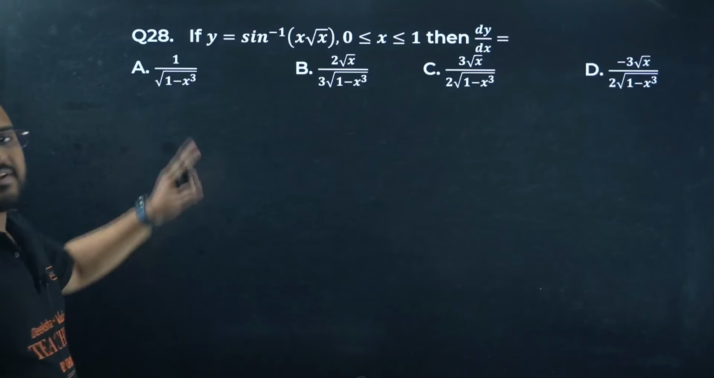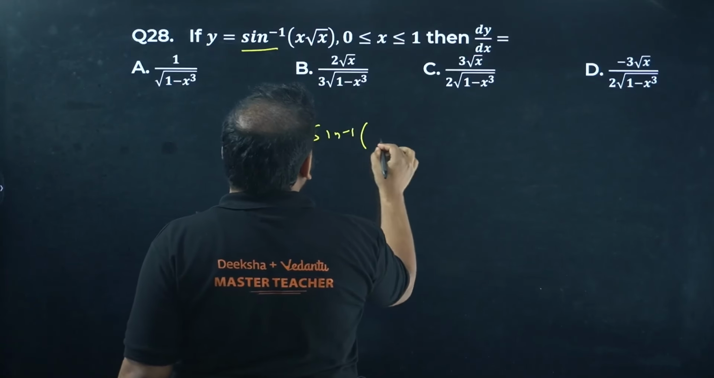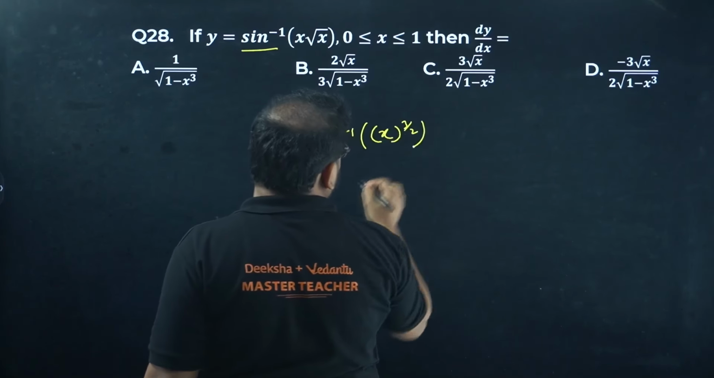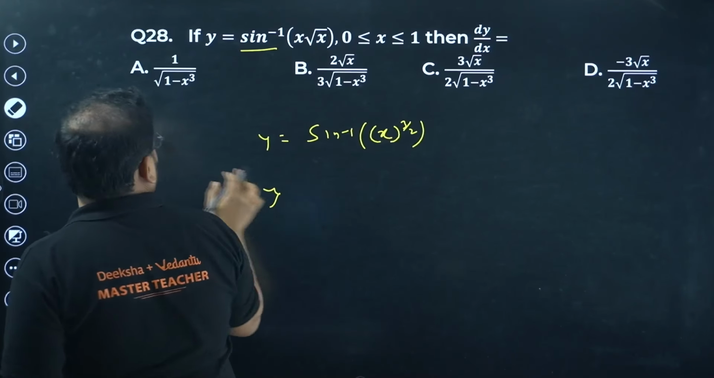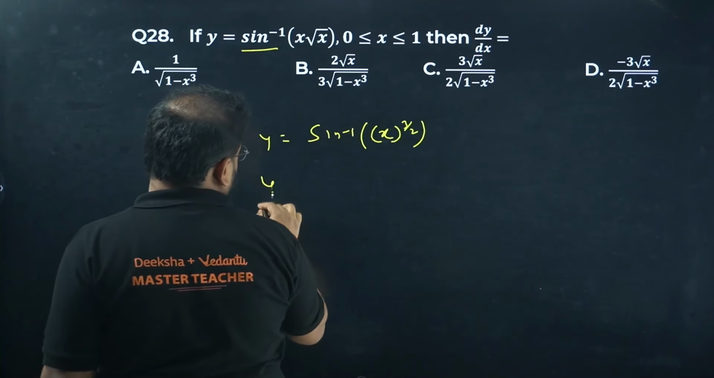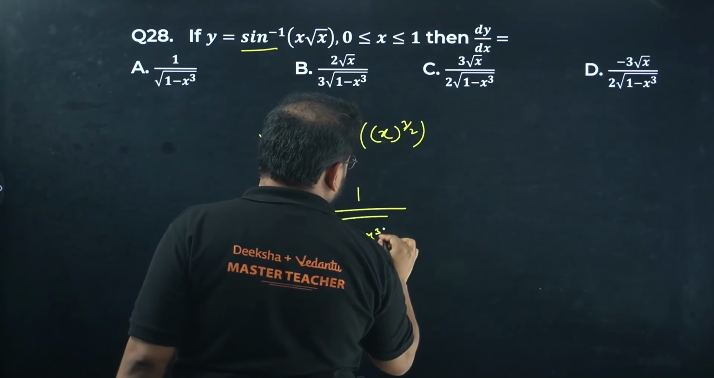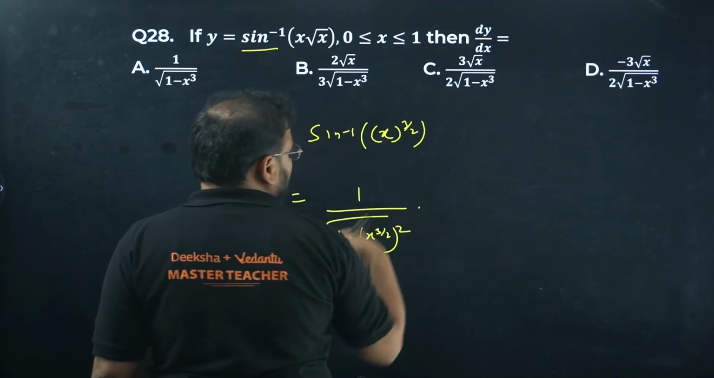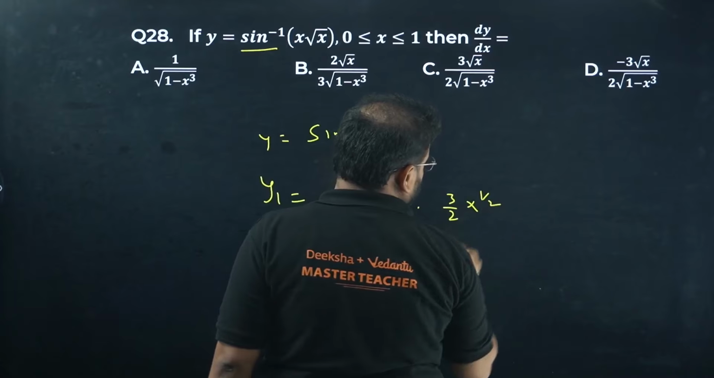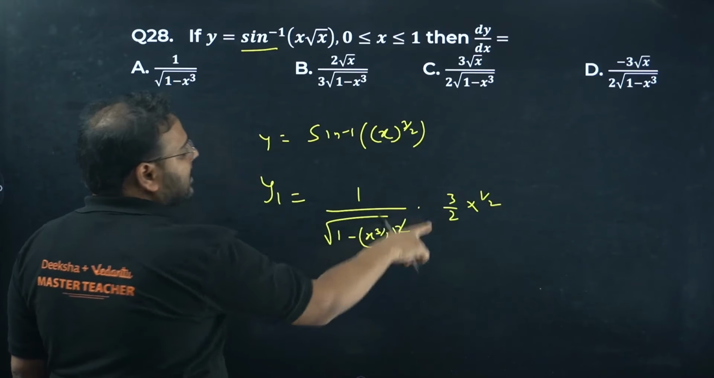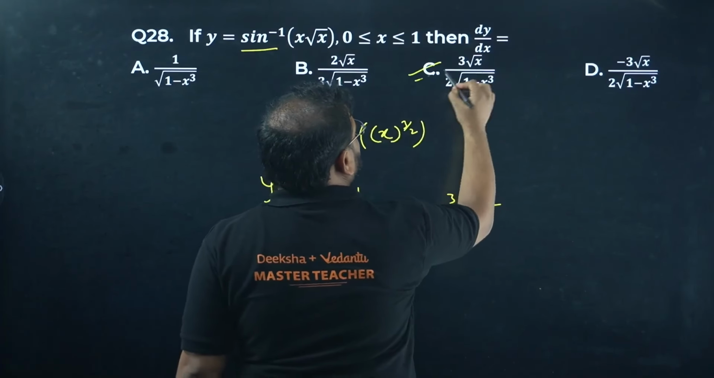Next, differentiate this please. Chain rule, apply the derivative of sine inverse. What they have given here is x power 3/2. Find y dash or y1. It is 1 upon root of 1 minus (x power 3/2) the whole square, times the derivative of x power 3/2, so 3/2 x power 1/2. 2 and 2 cancel. I have 3/2 root x upon root of 1 minus x cube. Option C is correct.